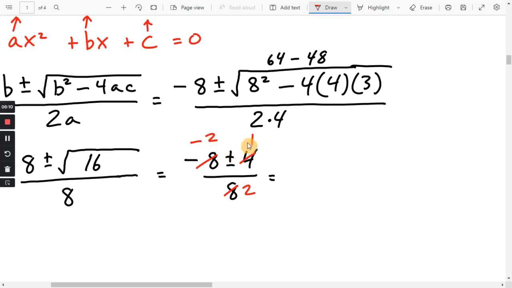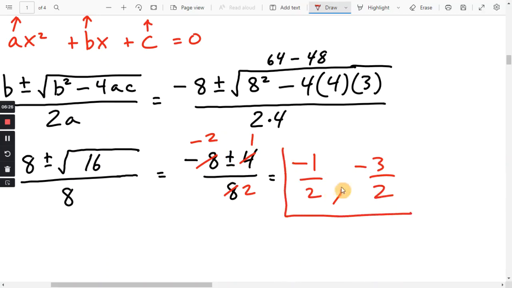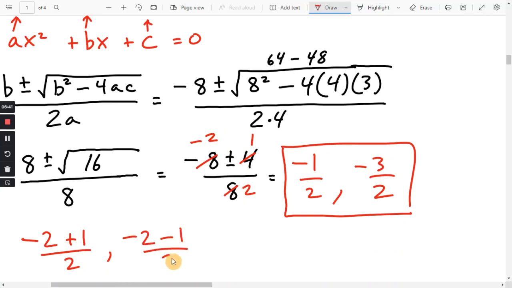So negative 2 plus 1 is going to be negative 1, and that's divided by 2. And the other answer, negative 2 minus 1, is going to be negative 3, and that's also divided by 2. So those are your two answers. Okay, in case you missed that in the numerator, I'll write it out. Negative 2 plus 1 over 2, and we did negative 2 minus 1 over 2. So this was negative 1/2, and this was negative 3/2.